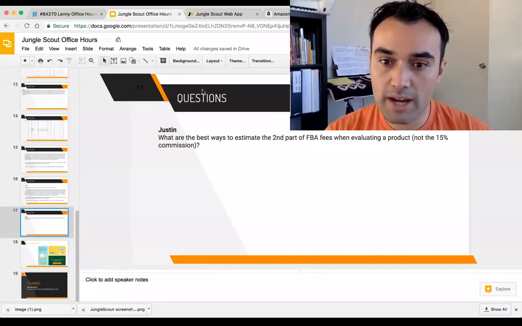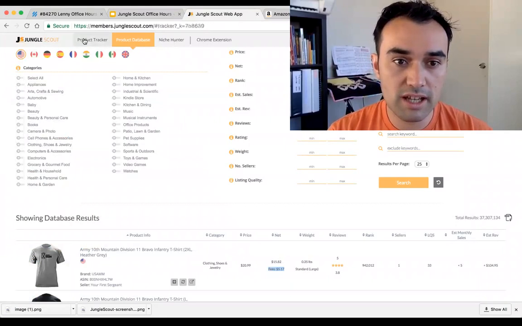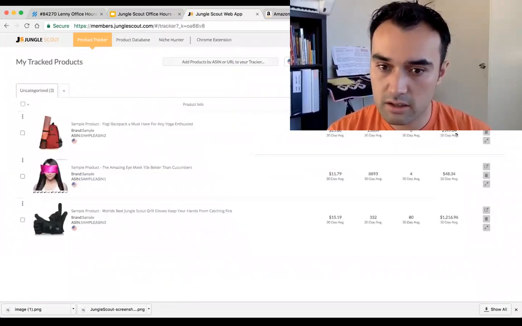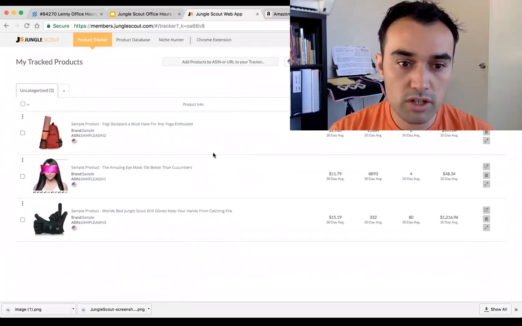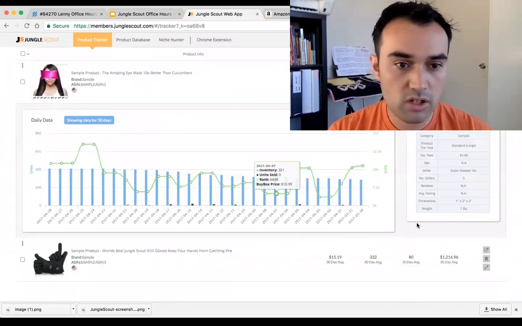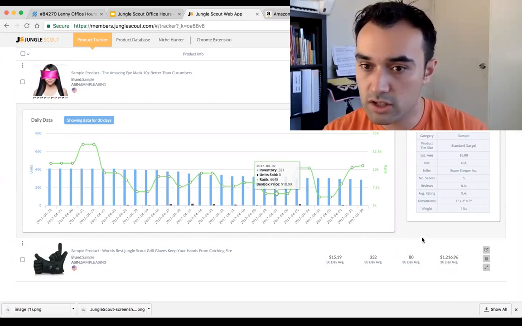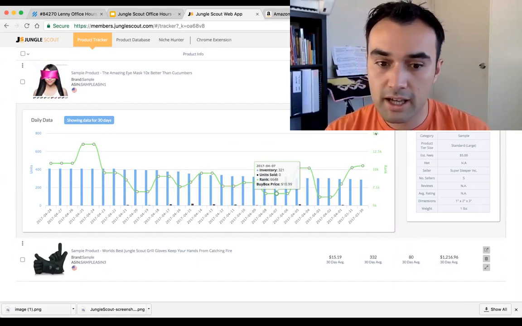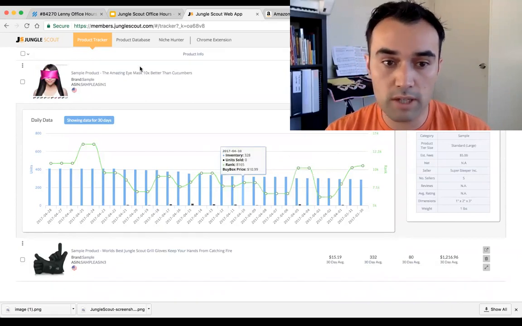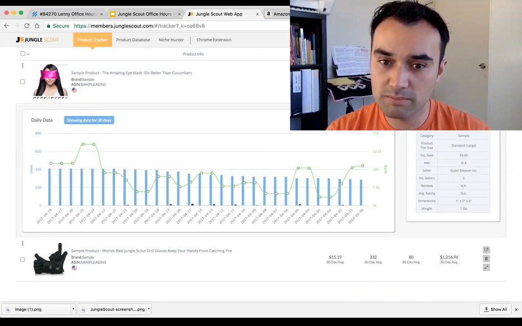Judah says, is there a way to export the data from the product tracker? Actually, that's a good question. From the Niche Hunter and the database there is, but I don't know that I actually have exported data from the product tracker. No, I don't think there is currently, but that's a good suggestion. I will put in a feature request for that one and see what the team thinks. So thanks for that, Judah.